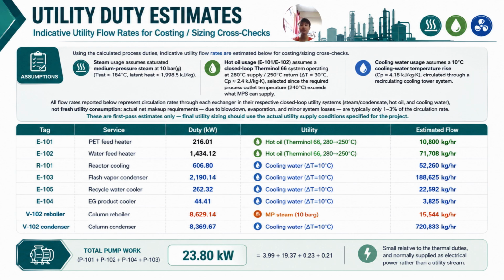Total pump work is small, just 23.8 kilowatts, so it's normally supplied as electrical power rather than a utility stream. This flow rate represents closed loop circulation, not fresh utility consumption, and will be finalized against actual plant utility conditions.